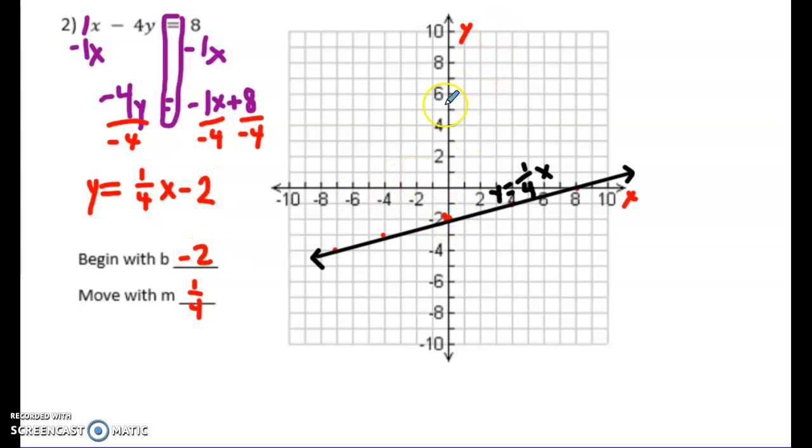Let me grab a different color pen. Negative 2 is our beginning point on top of the y-axis. Remember, 2 boxes below the y-axis. And then it says we have a slope of 1/4. And remember, slope is when you are rising and when you are running.